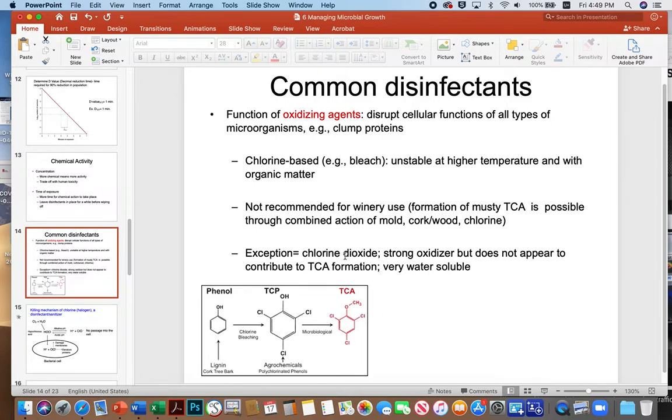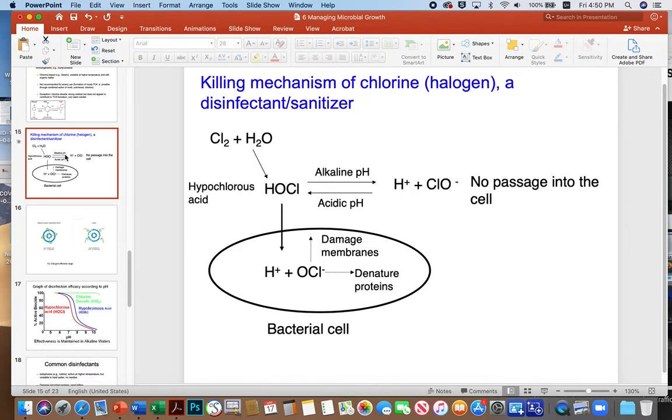But there is something called chlorine dioxide, which I'll talk about, that doesn't appear to contribute to TCA formation, and it happens to be water soluble, so it's a pretty good alternative to regular chlorine bleach.